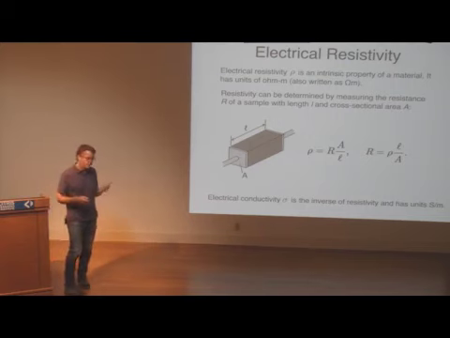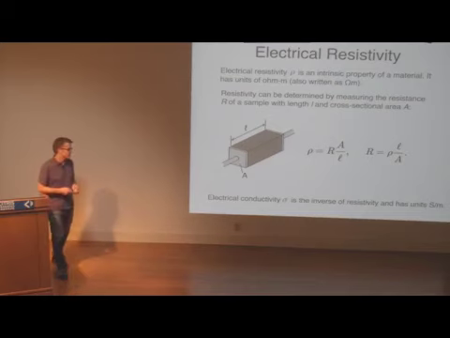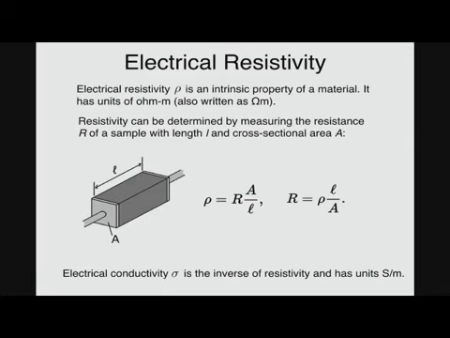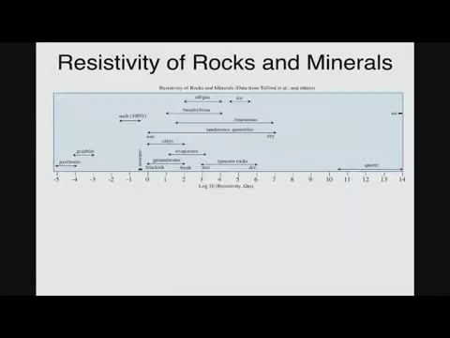Okay, so in electromagnetics, we tend to flip back and forth between talking about resistivity and talking about conductivity, and they're basically the same thing. One is the inverse of the other. So 1 over rho is the conductivity, and we tend to write conductivity as the symbol sigma. And you'll see me switch back and forth between those. So resistivity has units ohm meters, and conductivity has units of Siemens per meter.